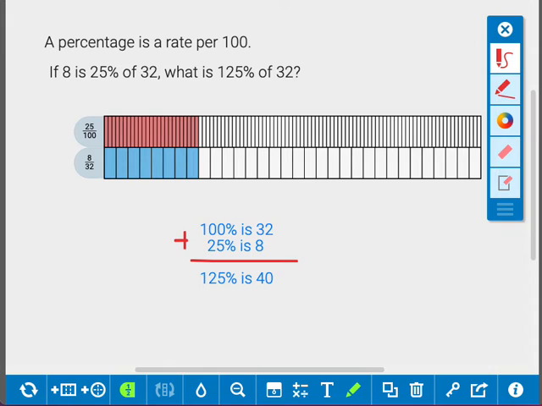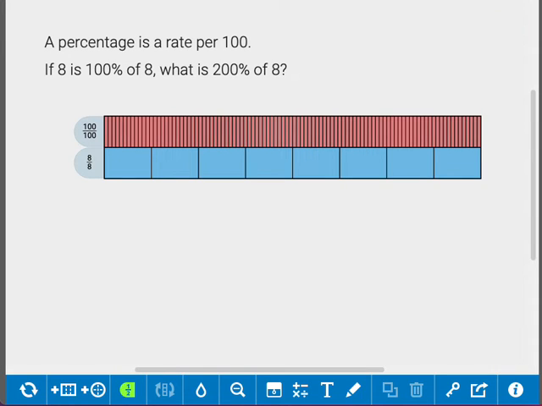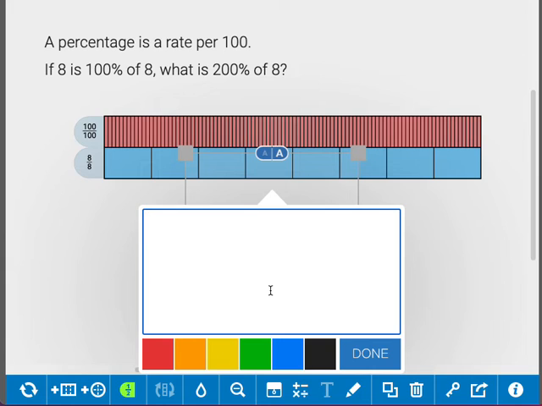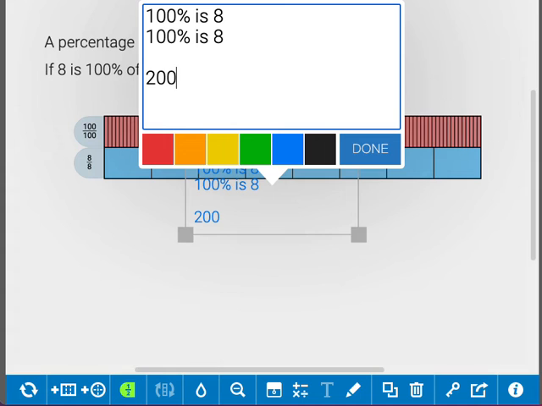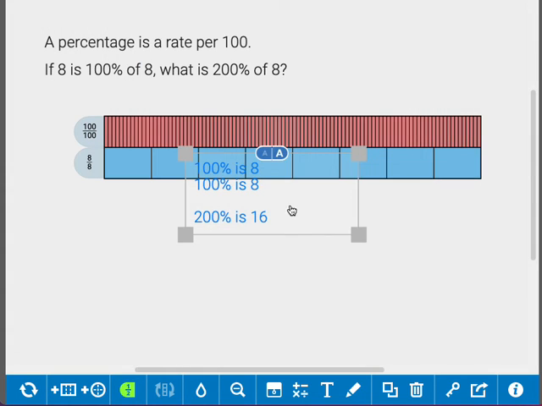One more. If 8 is 100% of 8, what is 200% of 8? Well, if I want 200%, I need 2 100%s. So I know 100% is 8. I need another 100% to get to 200%. So 100% is 8, 100% is 8. Together, that makes 200%. So 200% is going to be 16.